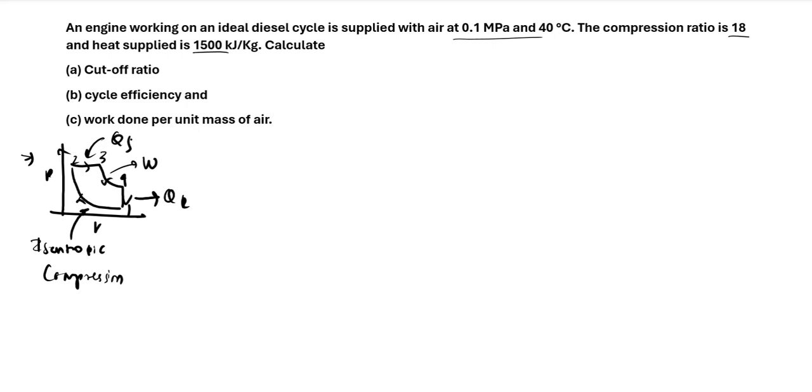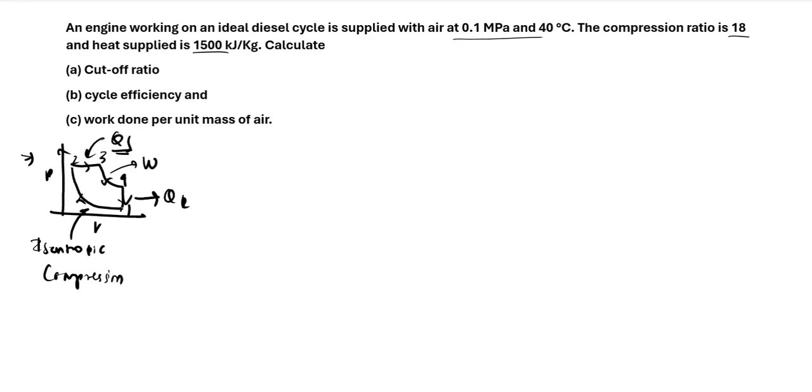So the heat addition process will be a constant pressure process, which is the Q supplied, because it is a diesel cycle. In the Otto cycle, it would be a constant volume heat addition process. So this is how you can draw a typical diesel cycle diagram.